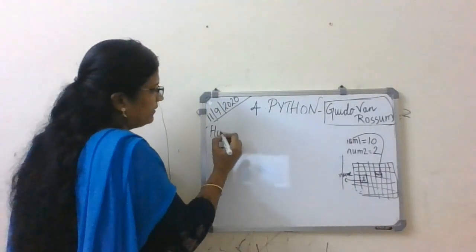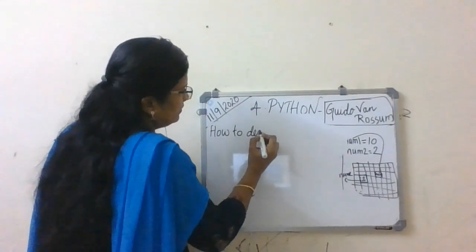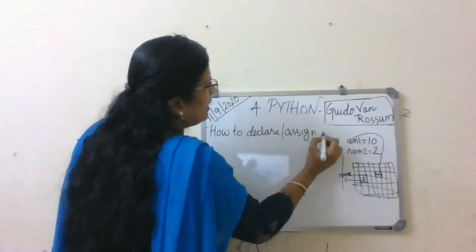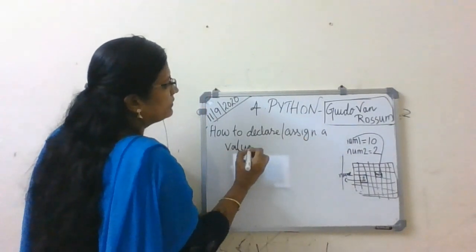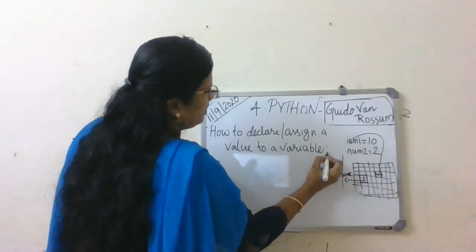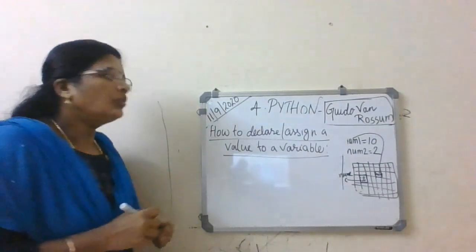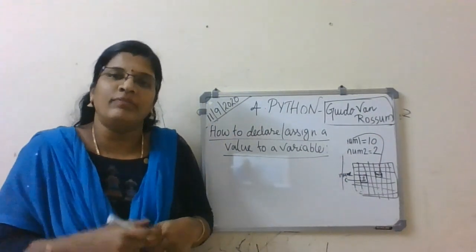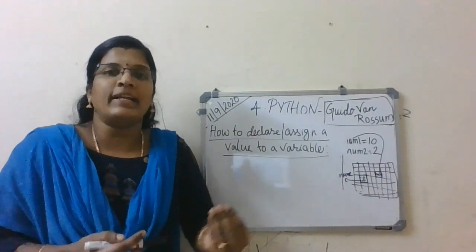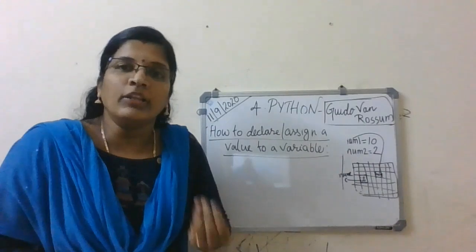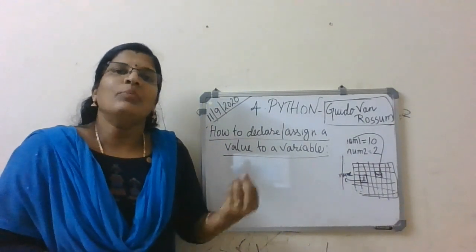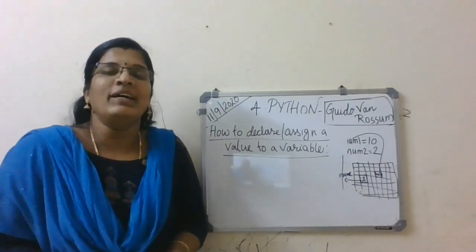How to declare or assign a value to a variable. Okay, so you know what is meant by variable, right? It's a name. And you know what rules we should follow to write a variable. Now we are going to see how to assign a value to a variable.